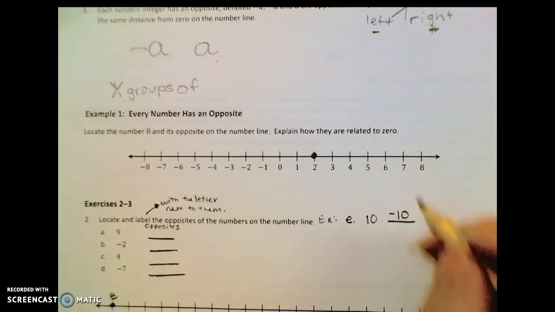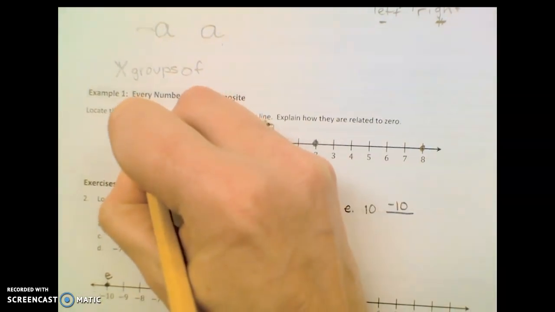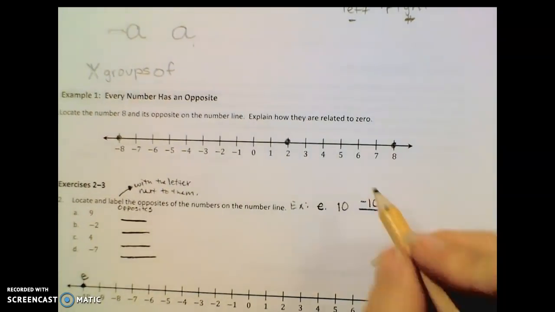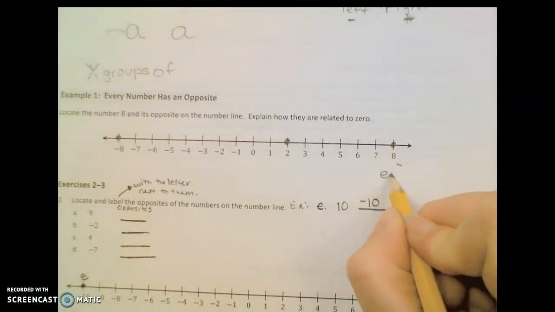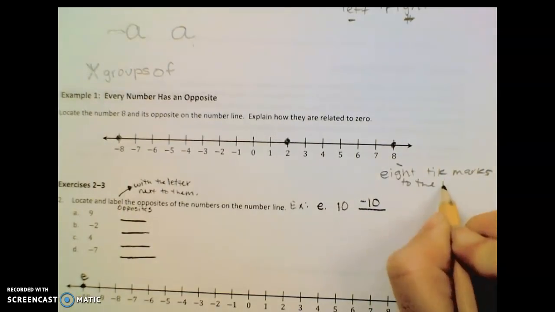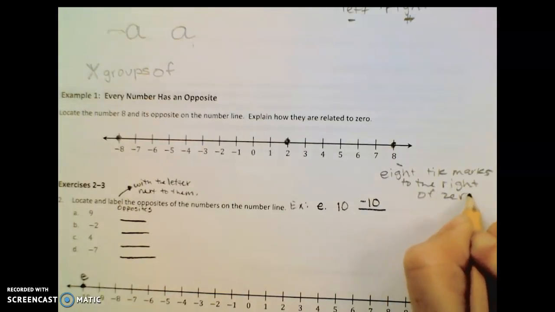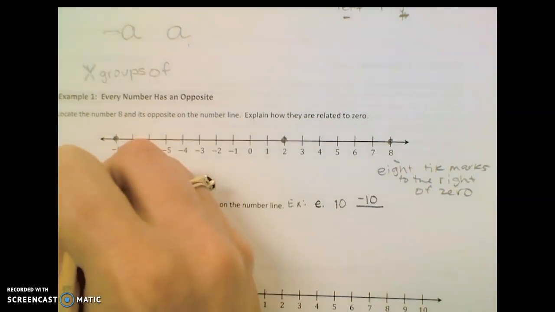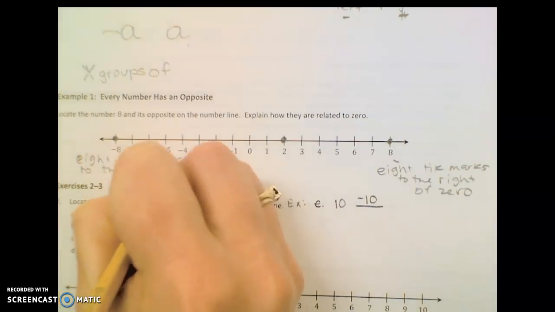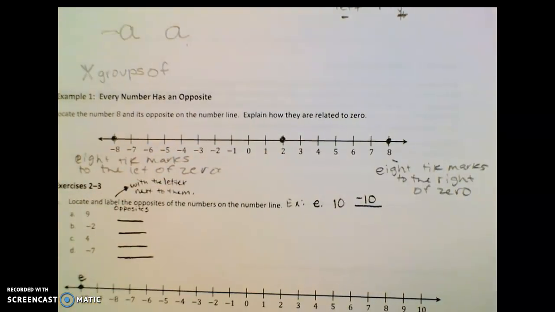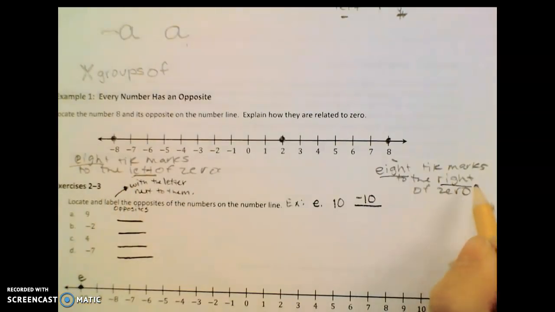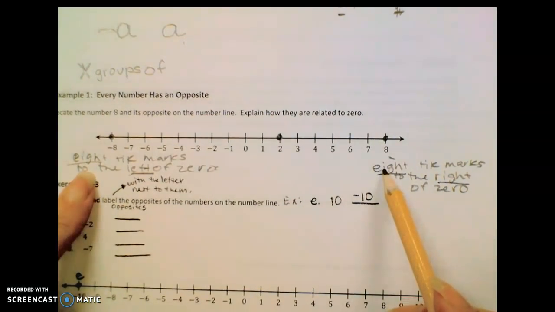If you are back, it means that you have located 8 and its opposite, which would be denoted as negative 8. That's the notation for it. Explaining how they are related to 0: this one is 8 tick marks to the right of 0, and this one is 8 tick marks to the left of 0. Our definition for opposites is the same distance from 0, but in different directions. So we have opposite directions, left and right, but we have the same distance, 8 tick marks.